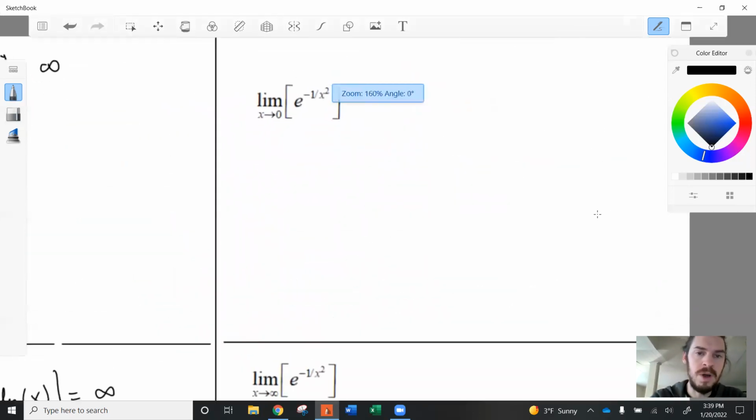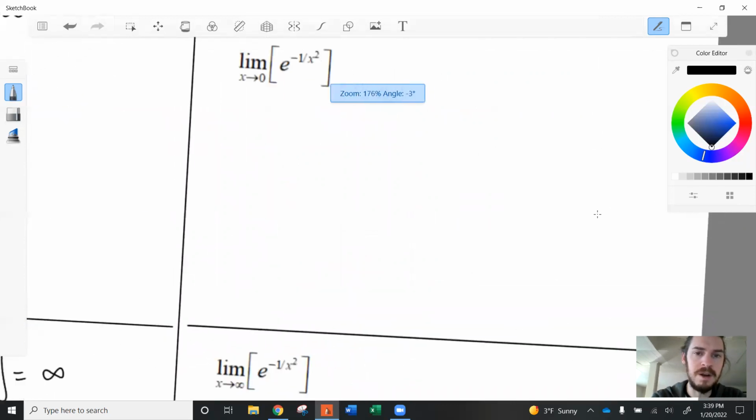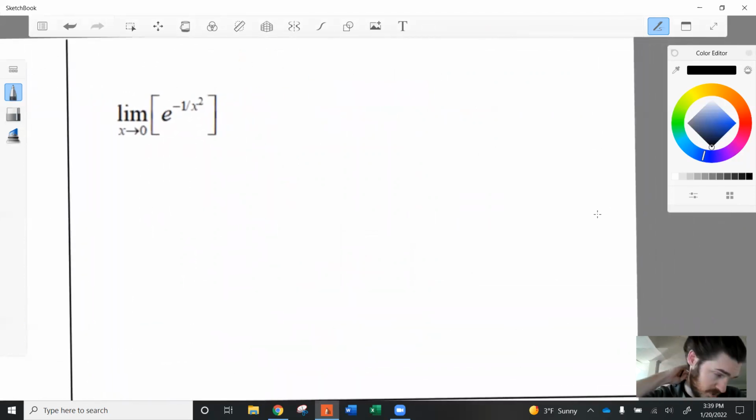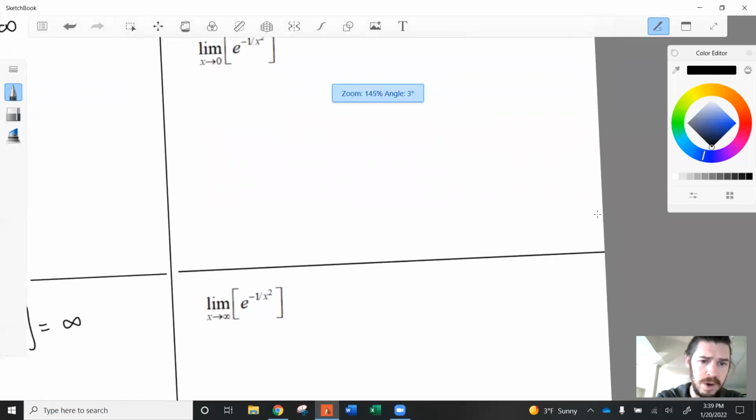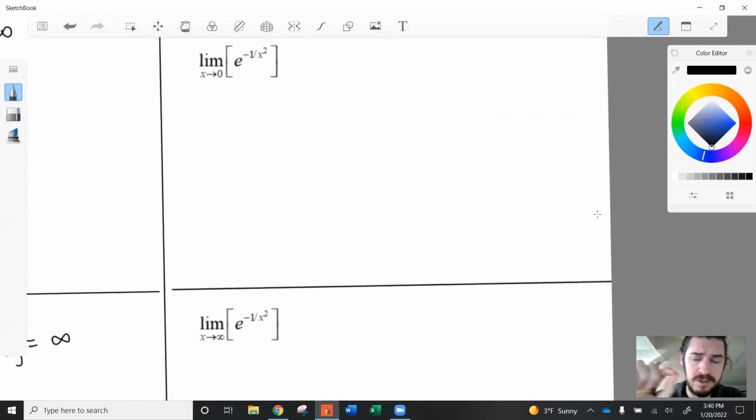All right. So with those reminders, let's do a couple of problems involving the exponential function in particular. We're going to look at the specific function e to the power negative 1 over x squared. We're going to use the same function for both of these examples. We're going to look at it in different places. In one case, we're going to look at x approaching 0. In the other case, we'll look at x approaching infinity.